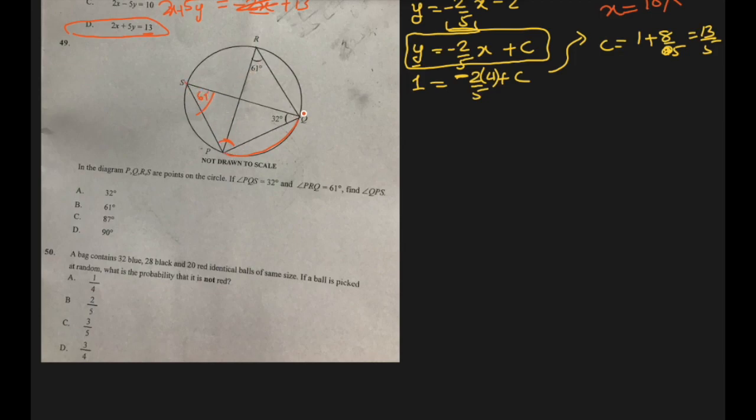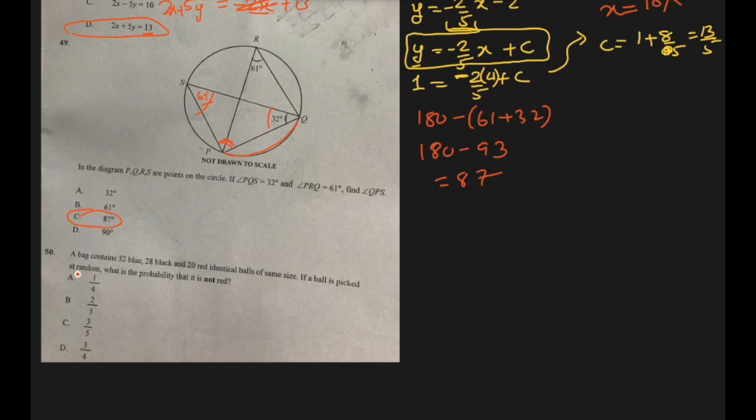Now in this triangle, we have 61 and 32, can't we find the third one? Which will be 180 minus (61 plus 32). So 180 minus 93, which is 87.